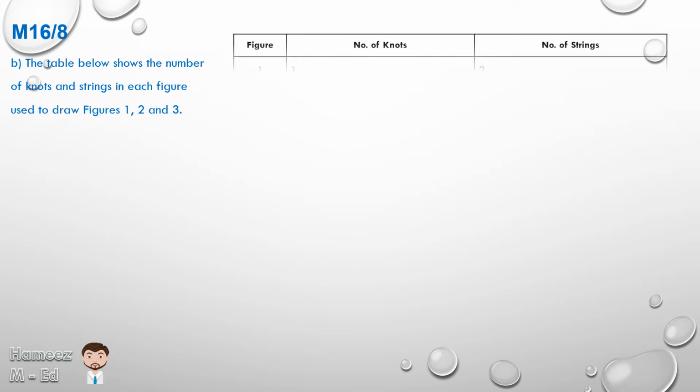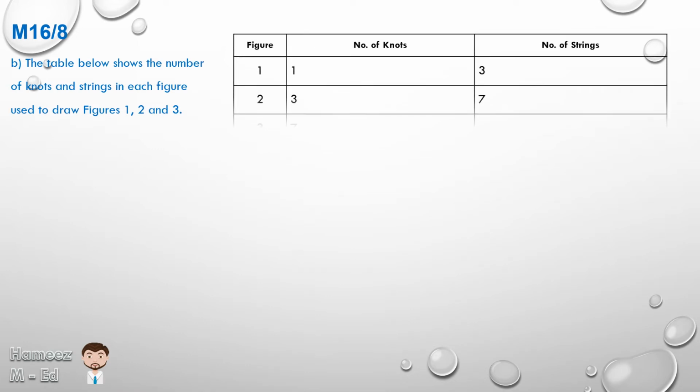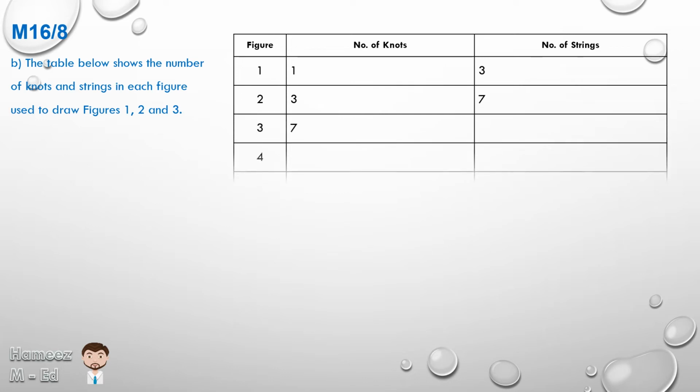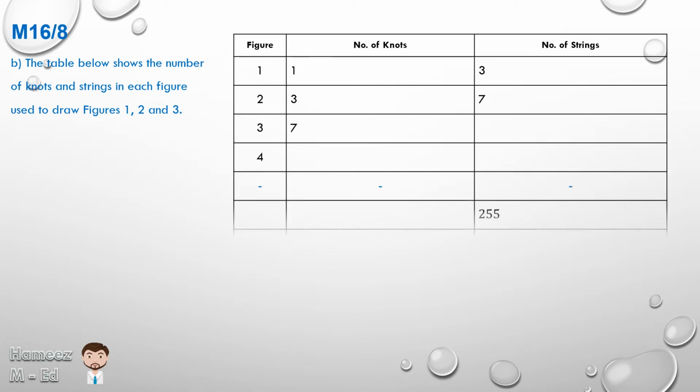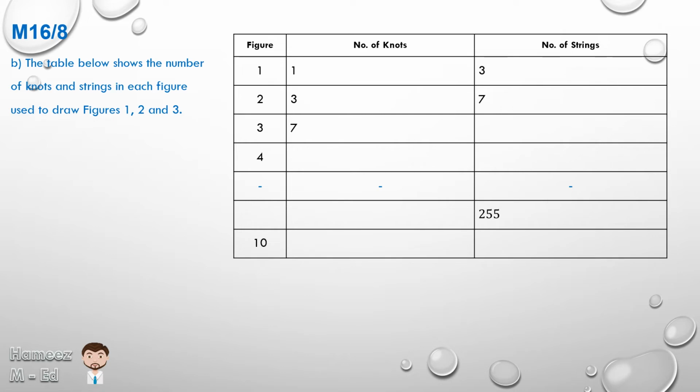May 2016, number 8b. The table shows the number of nuts and strings in each figure used to draw figures 1, 2, and 3. But let's recall that in part A, we also drew figure 4. So we also have those values. Instructions are complete the table by inserting the missing values in the rows.